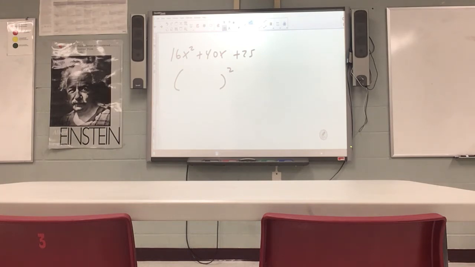Alright, so we said this square root of 16x squared would be 4x. Remember when we did completing the square, we brought down that first sign, so plus square root of 25 is 5.